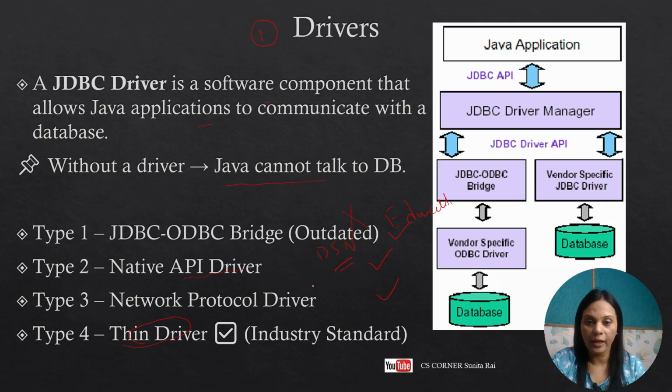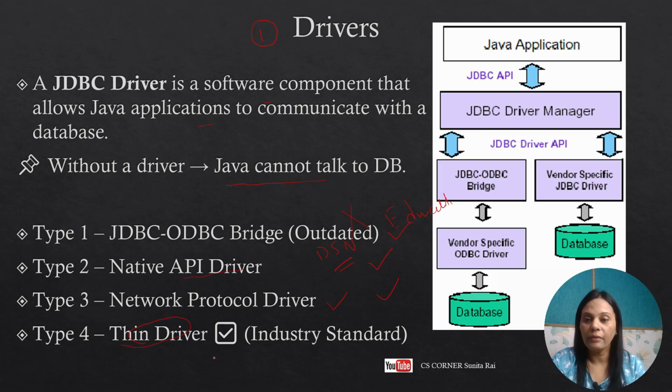Then third type of driver, as compared to type 1 and type 2, type 3 driver is faster and it is called network protocol driver. If you compare type 3 and type 4 driver, type 4 driver is much faster as compared to type 3 driver, and type 3 driver is generally used whenever you have an enterprise kind of application, network based application, then you can go for type 3 driver.